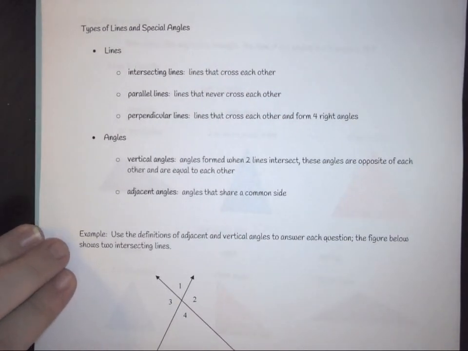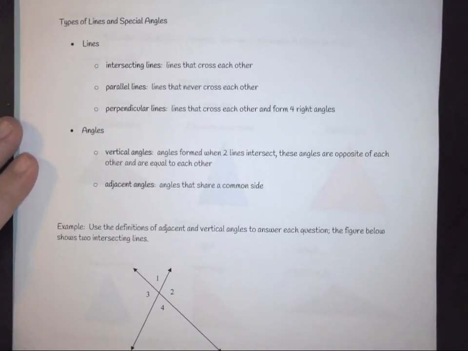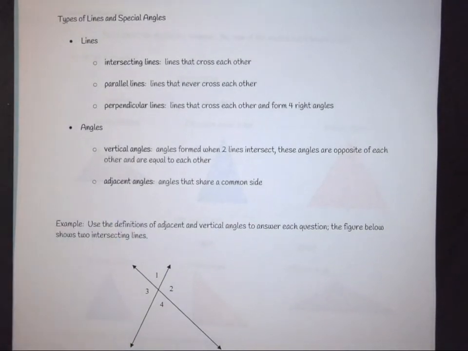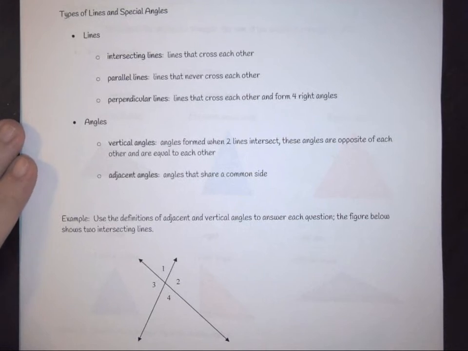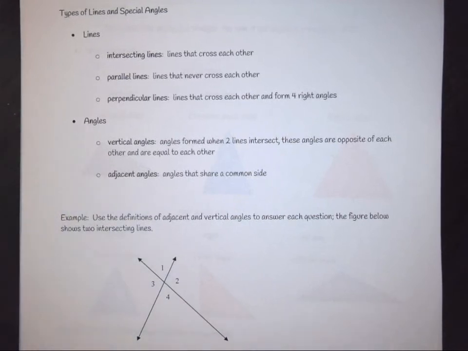Now the other classifications that we have to deal with are types of lines. So we have lines, but then we also have what are called special angles. First and foremost, we have three types of lines: intersecting, parallel, and perpendicular. Intersecting is just that, lines that cross each other. Parallel are two lines or more that will never cross each other. They run next to each other. And then perpendicular are lines that cross, but when they cross at 90-degree angles.